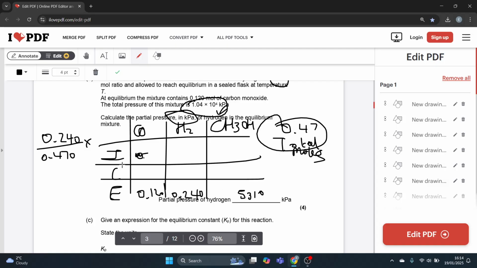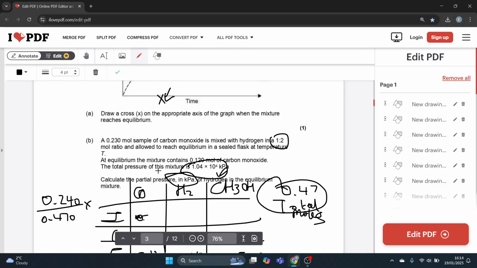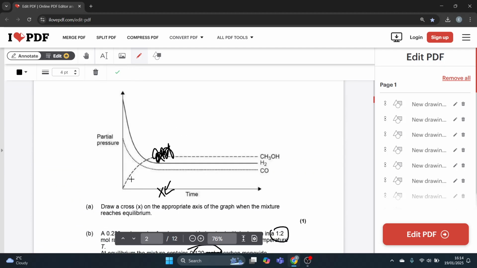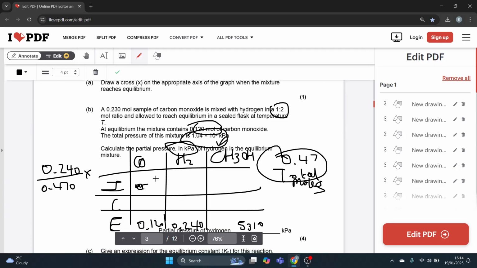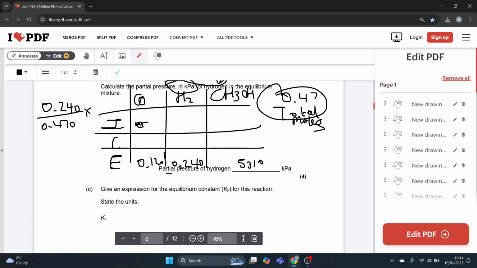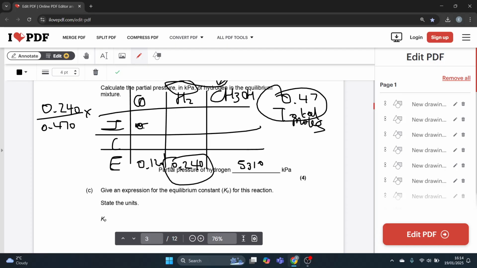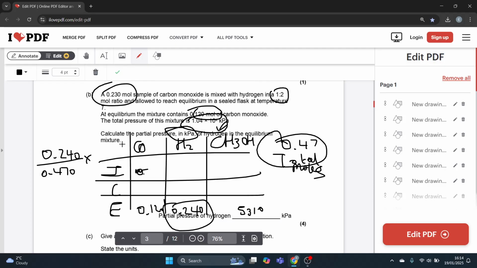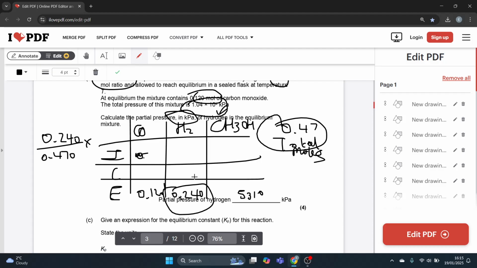Perfect. So the tricky part of this question is understanding the equilibrium mixture. This much carbon monoxide, in a 1 to 2 molar ratio, so therefore the equilibrium moles of hydrogen are going to be carbon monoxide times 2, so 0.240. And then to find out the total moles, it's going to be 0.230 plus 0.240 to give me 0.47, then mole fraction, partial pressure.